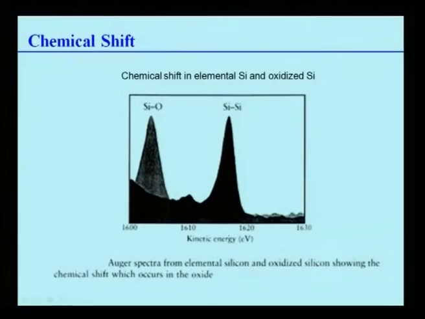Let us consider silicon and oxidized silicon. In silicon you have silicon-silicon bonds, and if I take the Auger spectra, the silicon bond gives us a very characteristic peak at about 1617 to 1618 electron volts. But when the silicon is oxidized, which happens in most cases on the surface of the silicon, you have a silicon-oxygen bond.